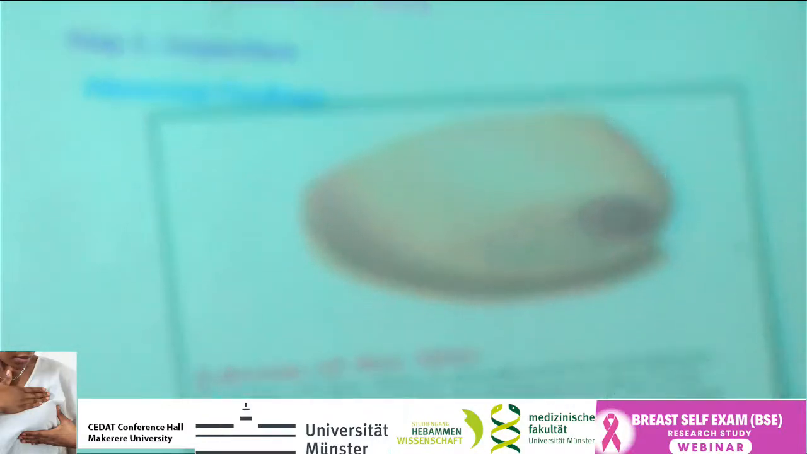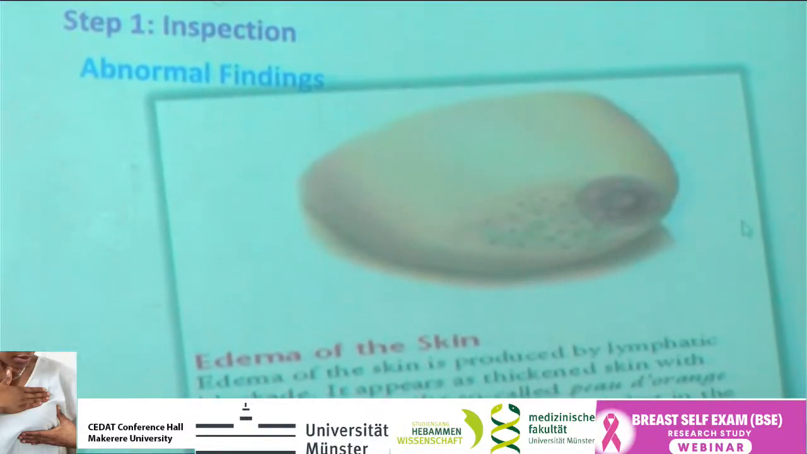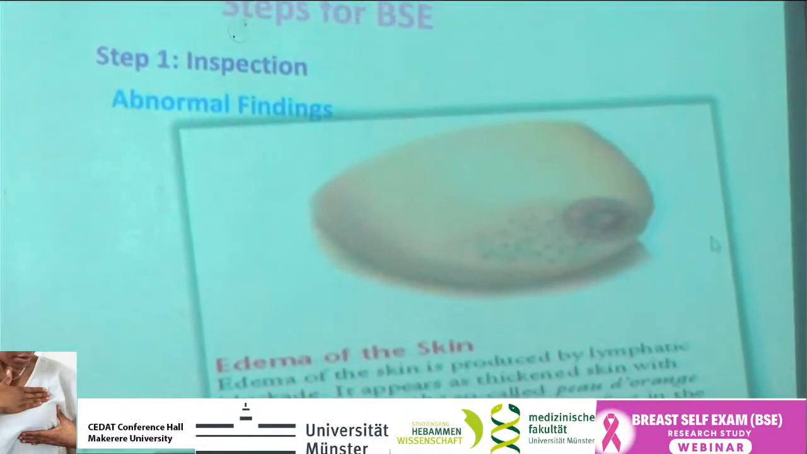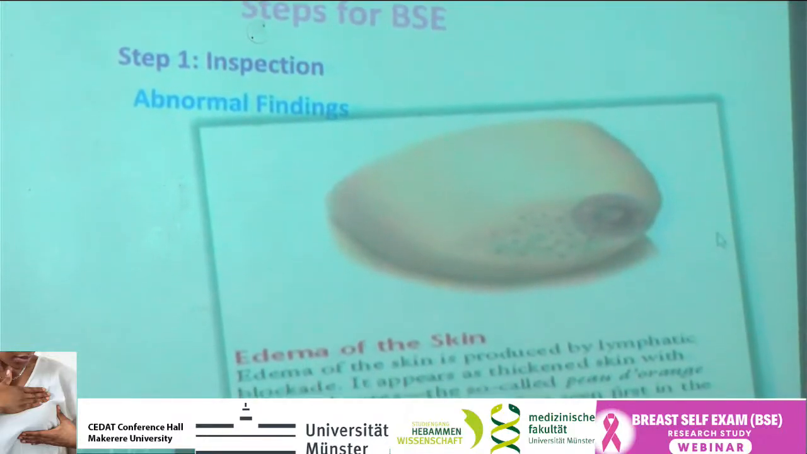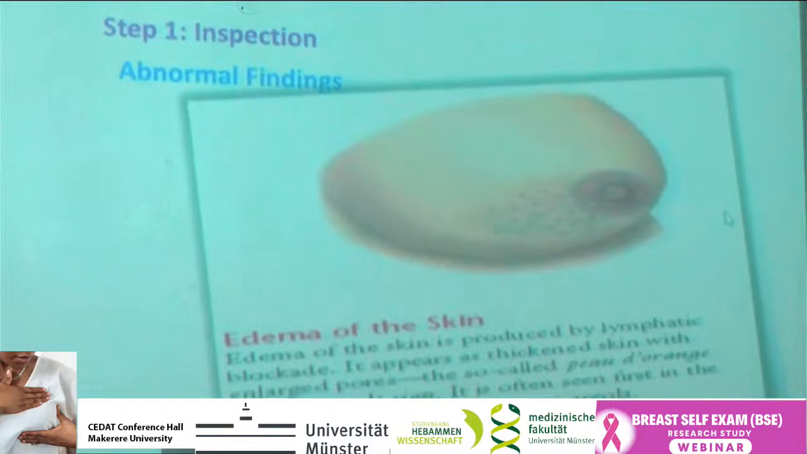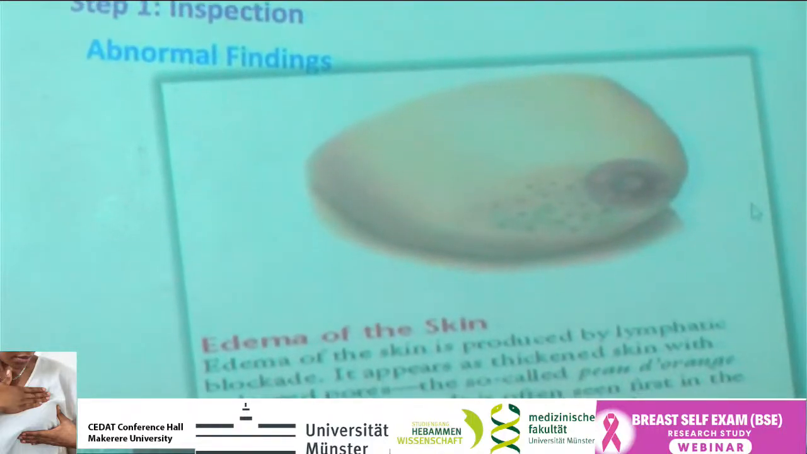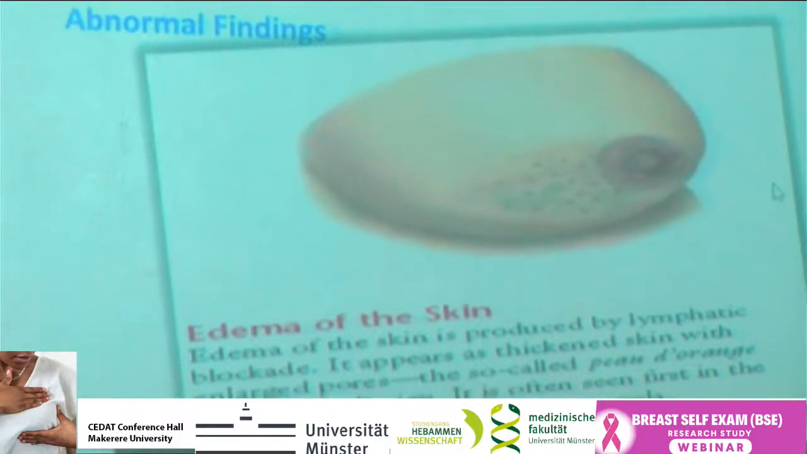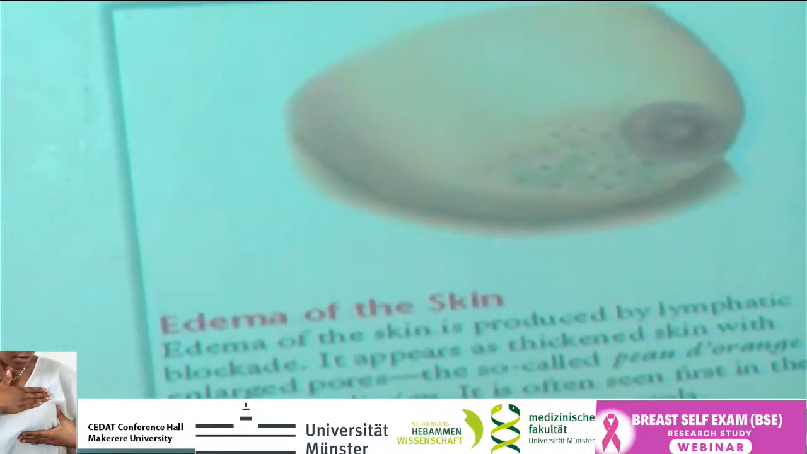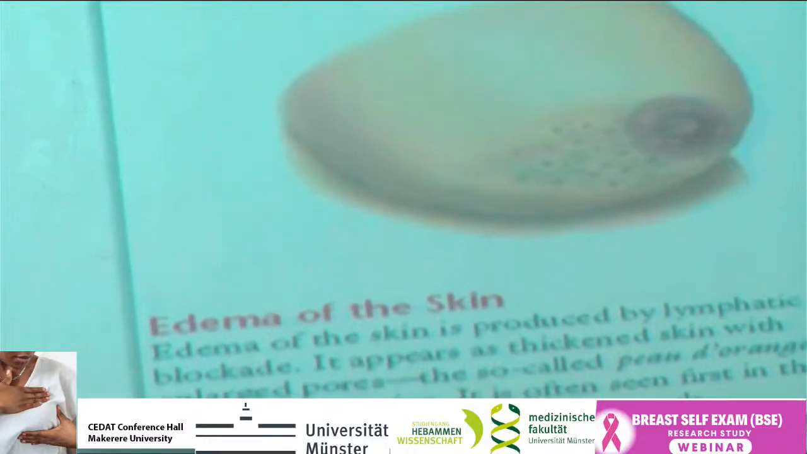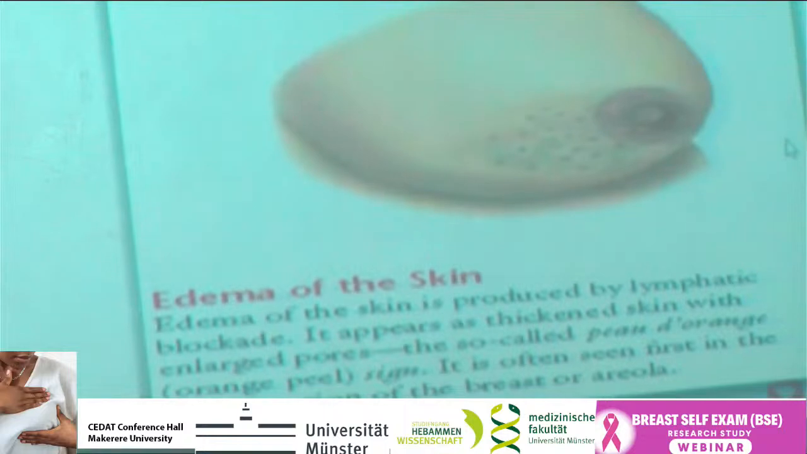What are the abnormal findings during inspection? There could be edema of the skin. Edema of the skin is produced by lymphatic blockage. It appears as thick skin with large pores. It is also known as peau d'orange, a French phrase which means the peel of an orange. This is a bad sign. It is usually seen mostly in the lower portion of the breast or even the areola.